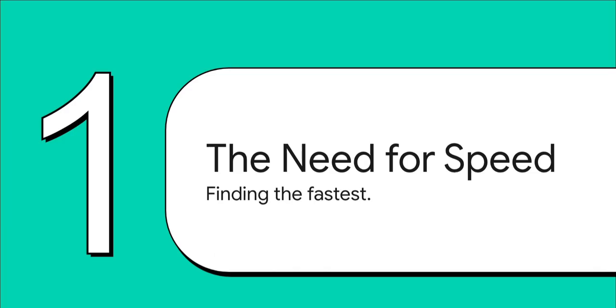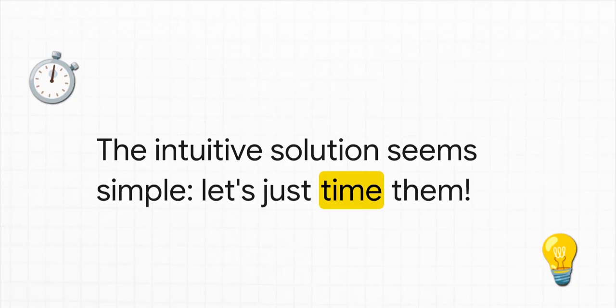Right, so that leads us to the big question. When you've got a bunch of different ways to solve the same problem, how in the world do you find the fastest algorithm for the job? How do we pick the winner? So, what's the first thing that pops into your head? Probably the most obvious solution, right?